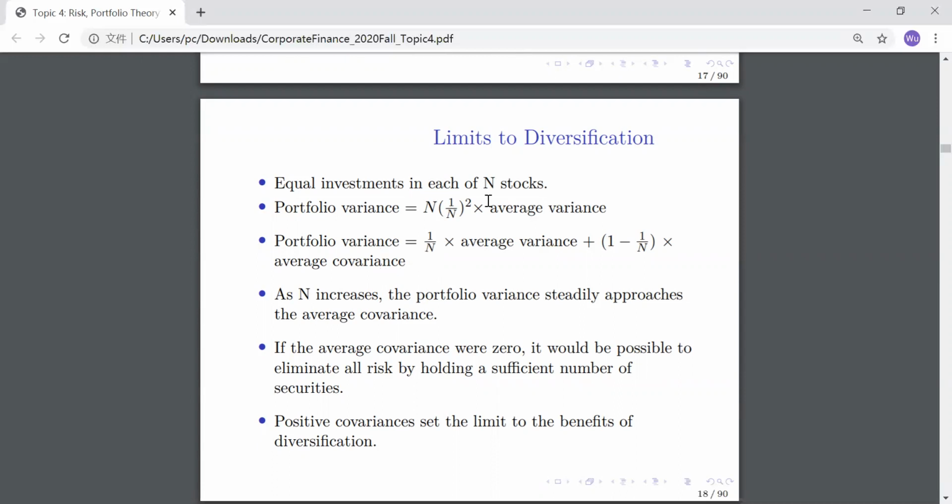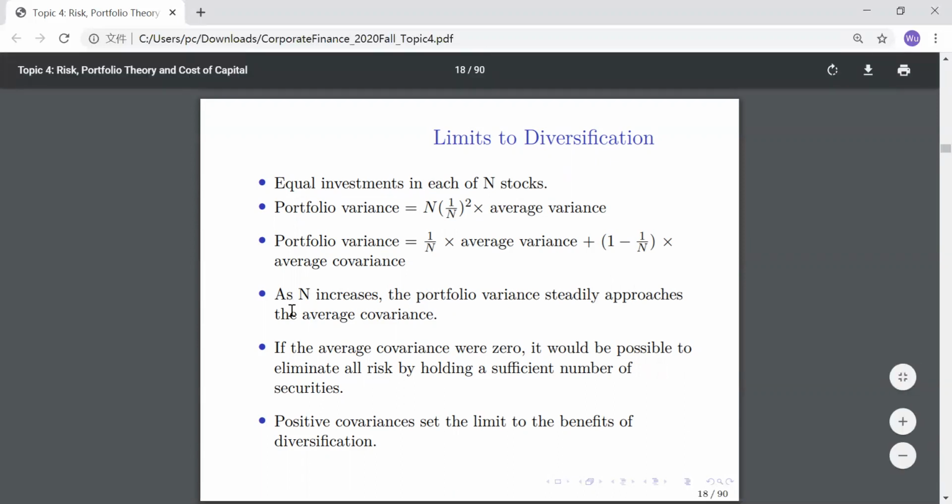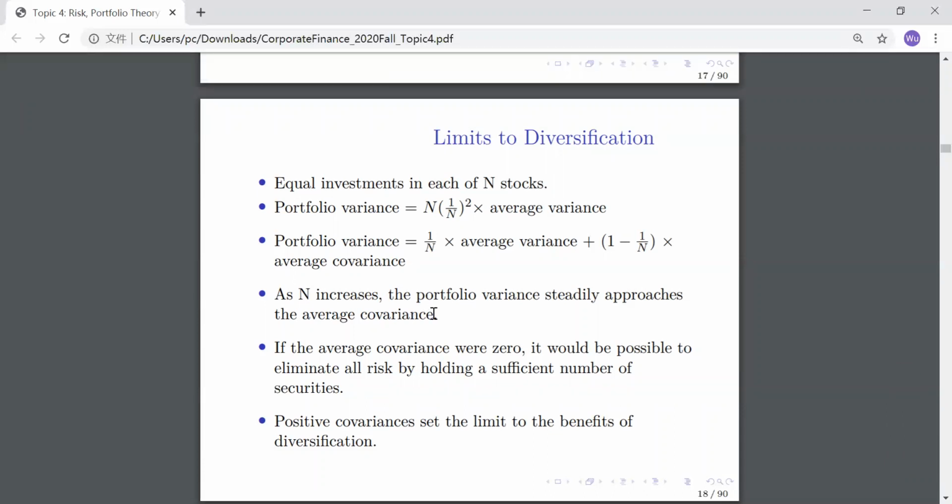Because remember, we have N stocks. They each have variance, and between them they also have covariance, meaning that they can move in opposite directions or in the same direction. We don't know, as long as they are correlated. So as N goes up, meaning that if you hold more and more stocks, this part goes down. The portfolio variance steadily approaches the average covariance, because this one steadily goes to 0. All we are left with is this part. So portfolio variance approaches the average covariance.